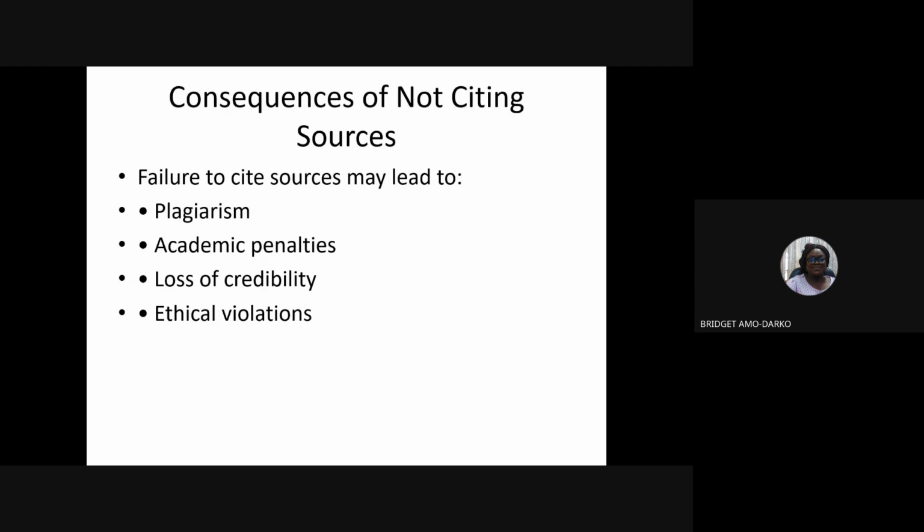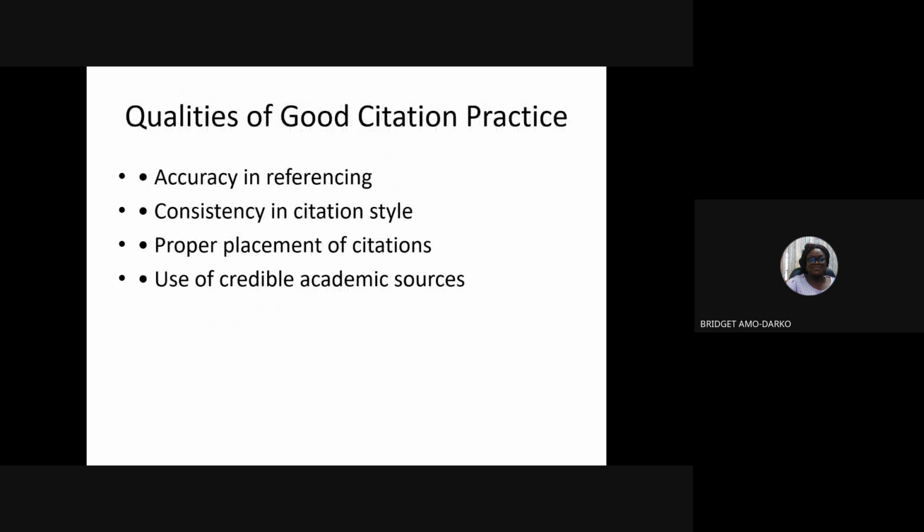Consequences of not citing sources. Failure to cite sources may lead to plagiarism, academic penalty, loss of credibility, and ethical violation. So it's a must to cite. It's a must to cite to avoid all these issues, ethical issues here and there. You cite your sources and go.